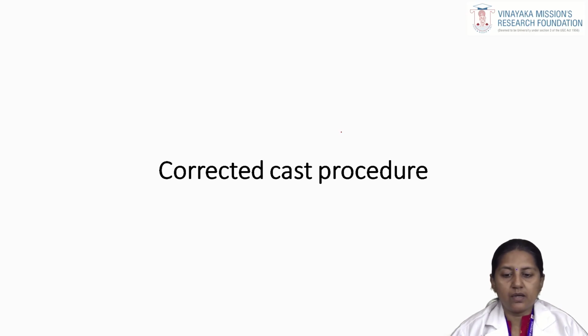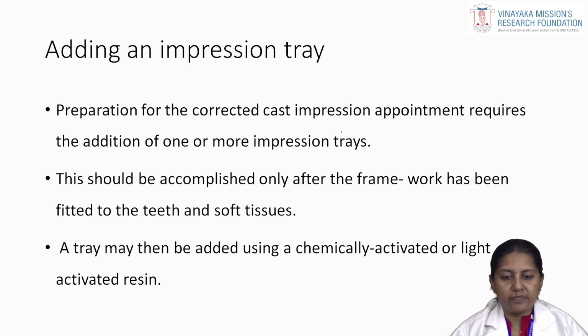So, next we will see about the corrected cast procedure. The first step is adding an impression tray. You are going to prepare a corrected cast impression appointment. You require the addition of 1 or more impression trays. To which will you add the impression tray? Over the framework. What material are you going to use for the impression tray? You are going to use a chemically activated or light activated resin.